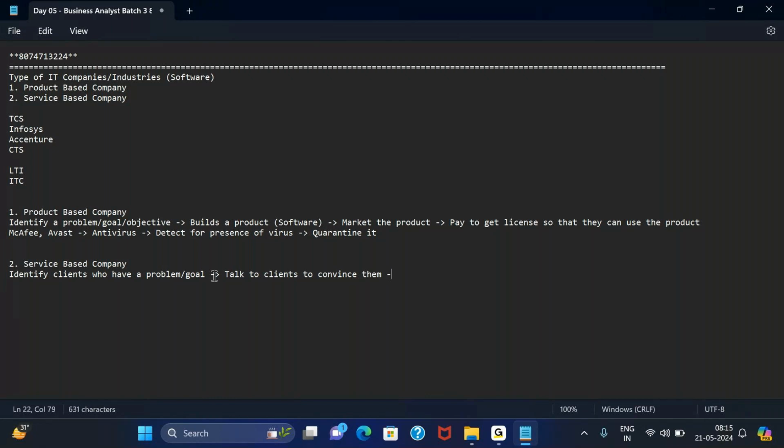Now once the client seems convinced, maybe we can sign an SOW, like how we discussed yesterday, and start the work. When I say start the work, that means you start with planning, requirement gathering, development, design, and all those things. Okay. So talk to clients, convince them.